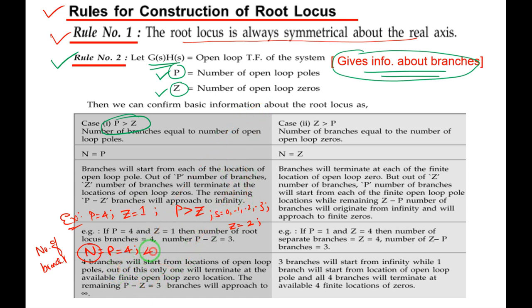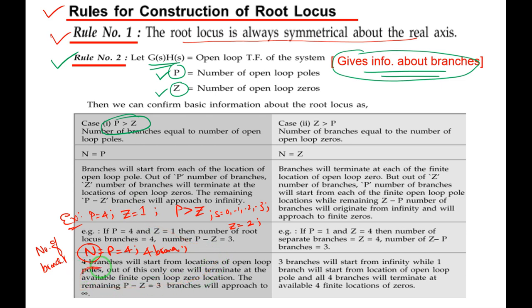I came to know that there are 4 branches. All the 4 branches will start from the available open loop poles, but one of the branches will terminate on the available zero because there is only 1 zero, right? It will terminate on this. And what about the remaining 3 branches? They will start and they will move towards infinity.